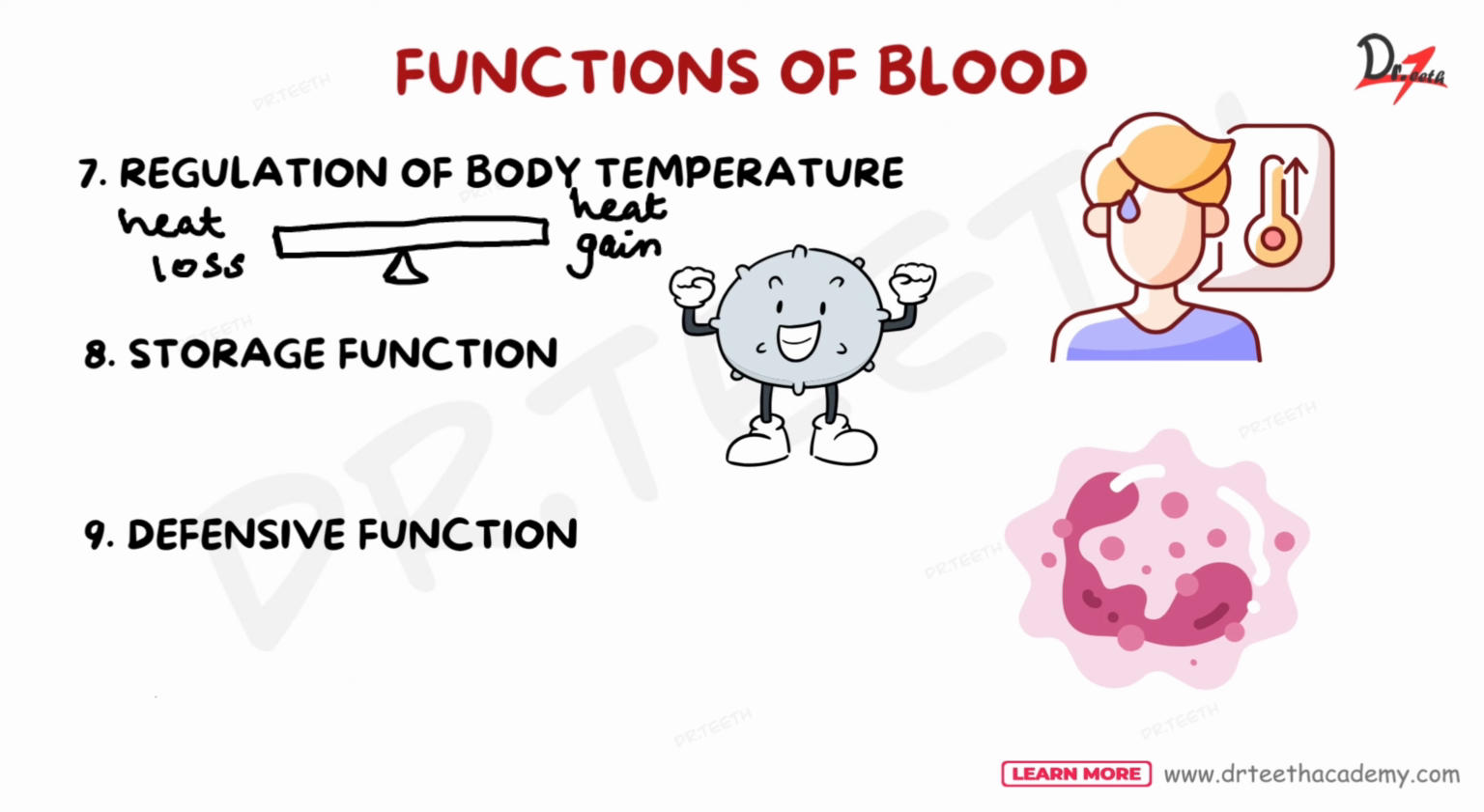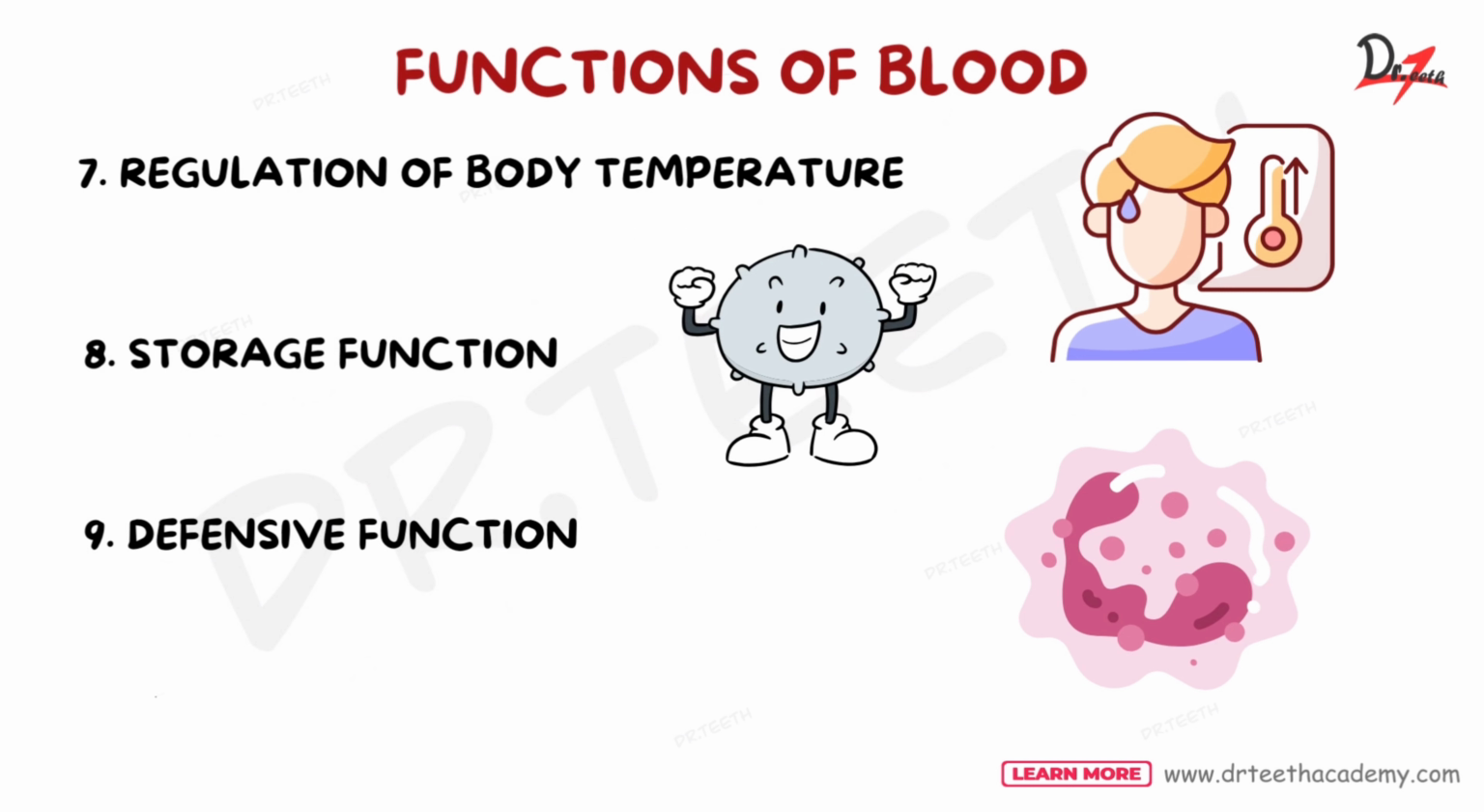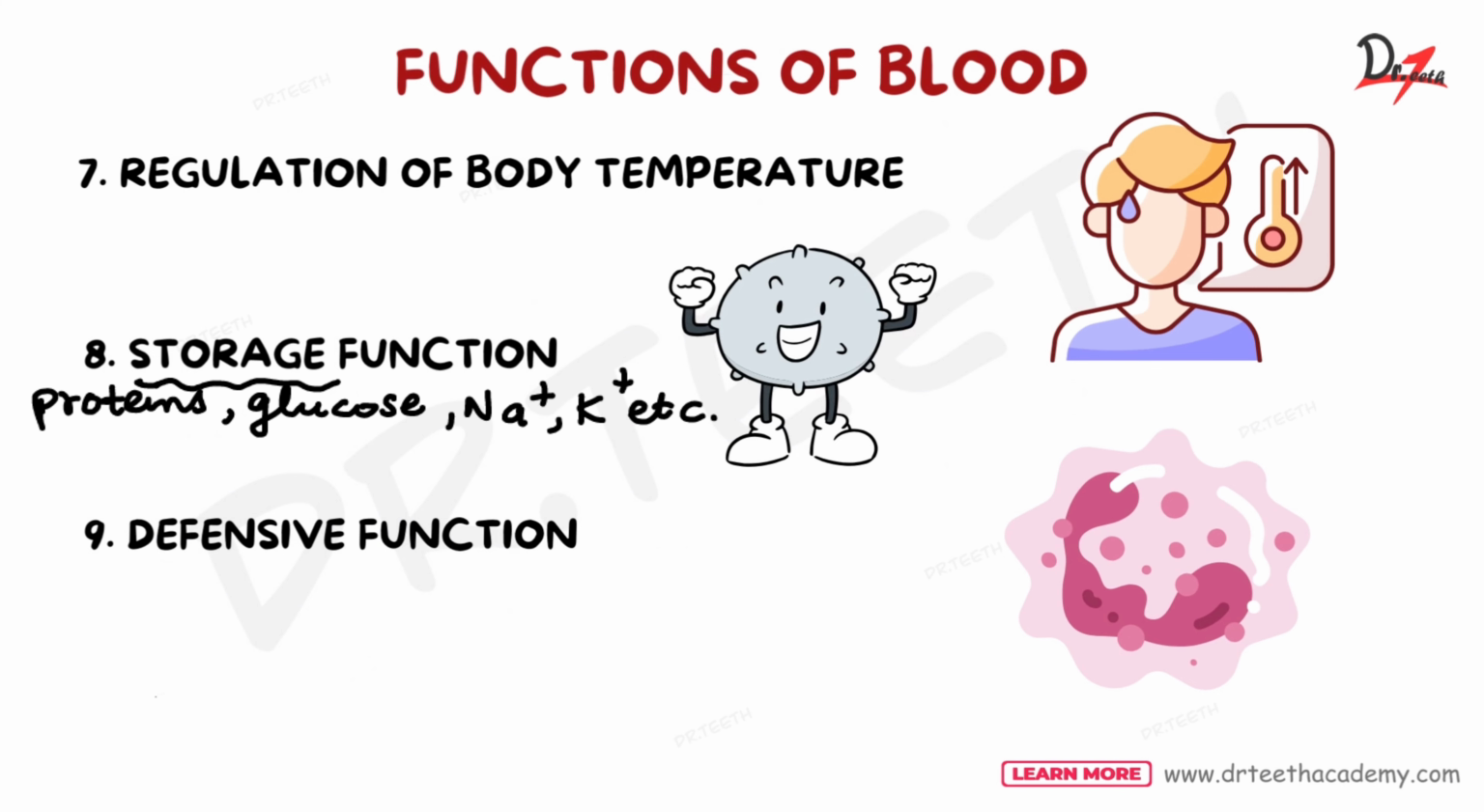Water and some important substances like proteins, glucose, sodium, and potassium are constantly required by the tissues. So, all these substances are present in the blood. They are taken up by the tissues during conditions like starvation, fluid loss, electrolyte loss, etc.